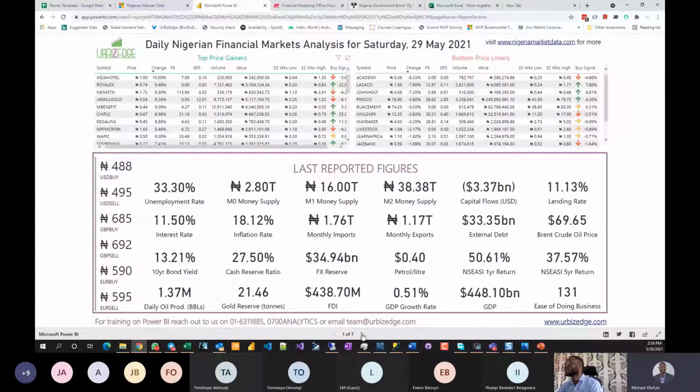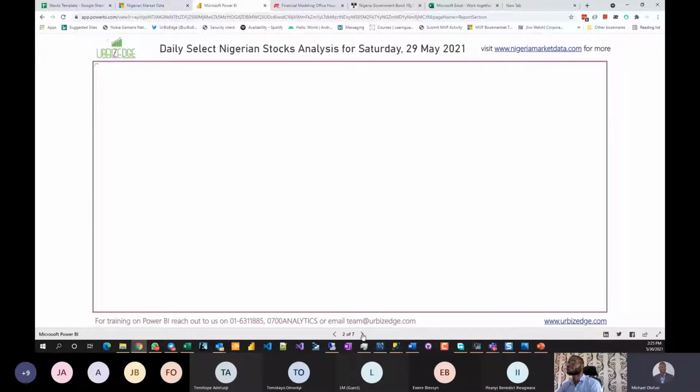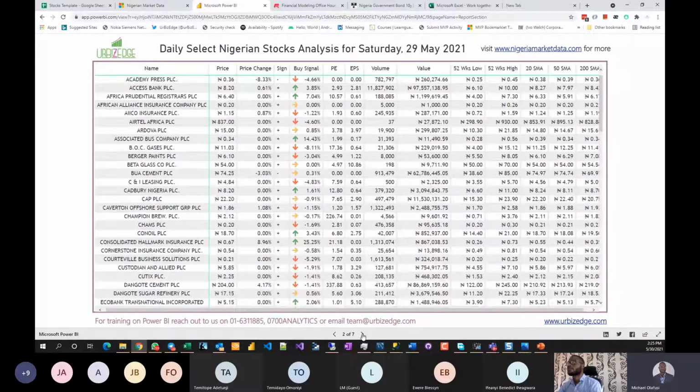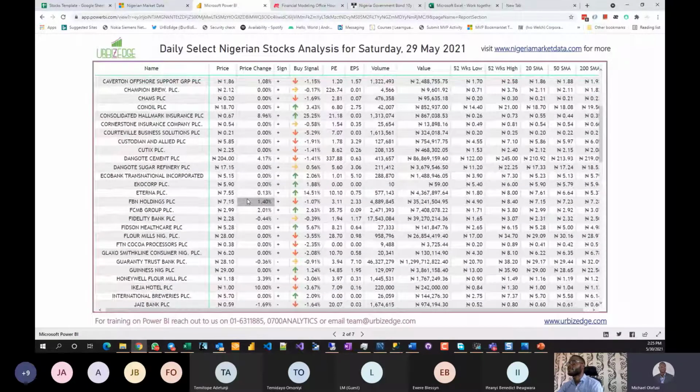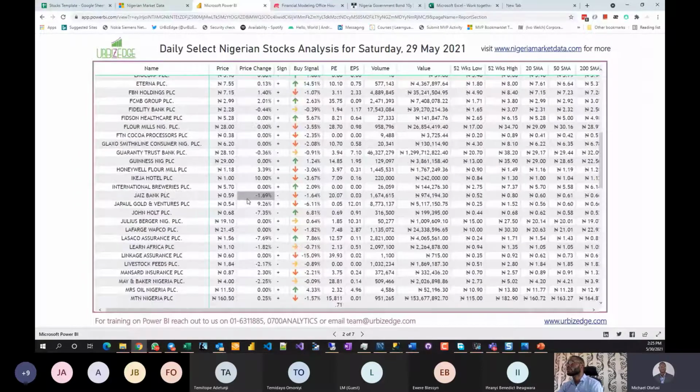So it has 7 pages. If you go to the second page, let it load. It's purely for stocks. So if you are someone into the stock market, then this is maybe where you want to come next to see how the companies you have invested in are doing on a comparative basis.